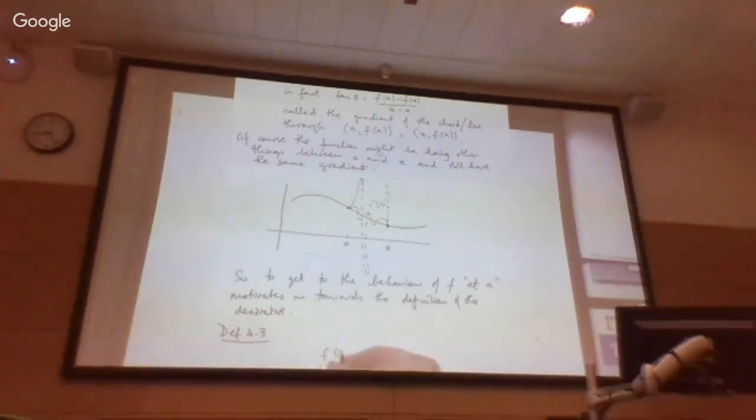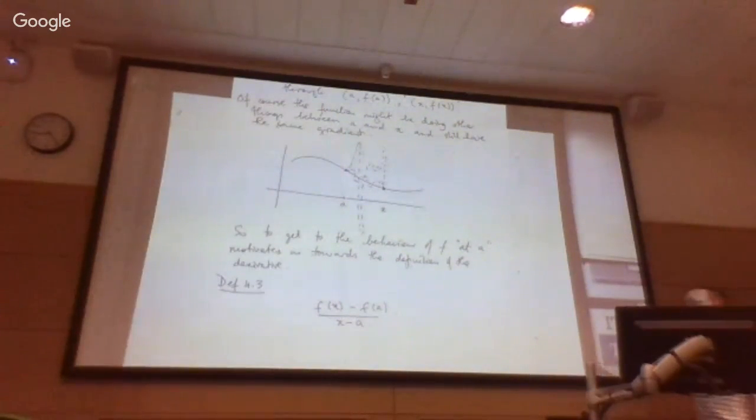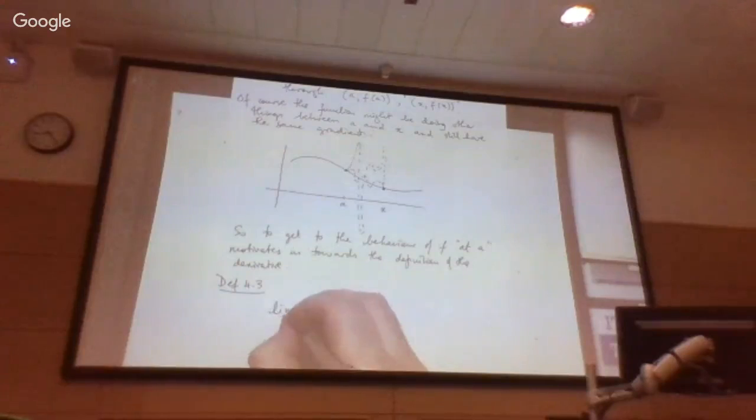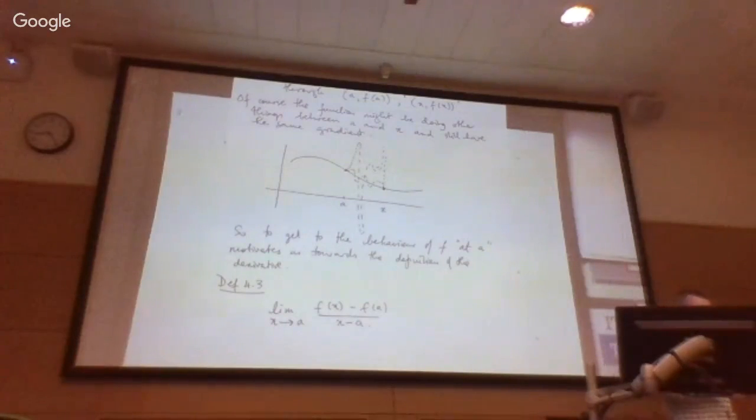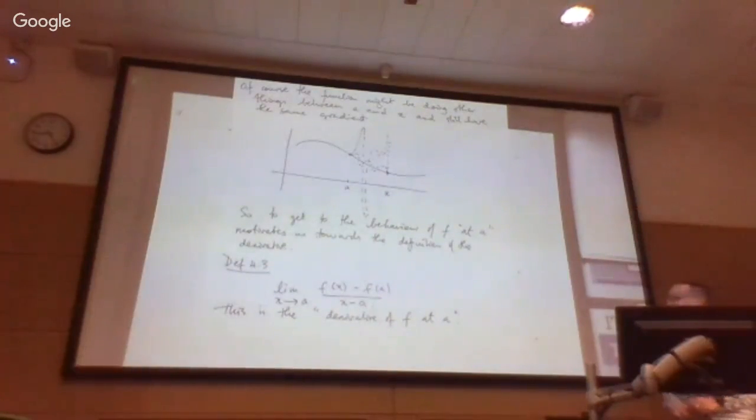You look at the gradient, which measures the change in behavior of the function, comparing the value it's taking at A and the value it's taking at X. But you look at how this quantity behaves as you let X approach A. Take the limiting value of this as X approaches A. Okay, so this is the derivative. This is the derivative of f at A. This is what it's named.